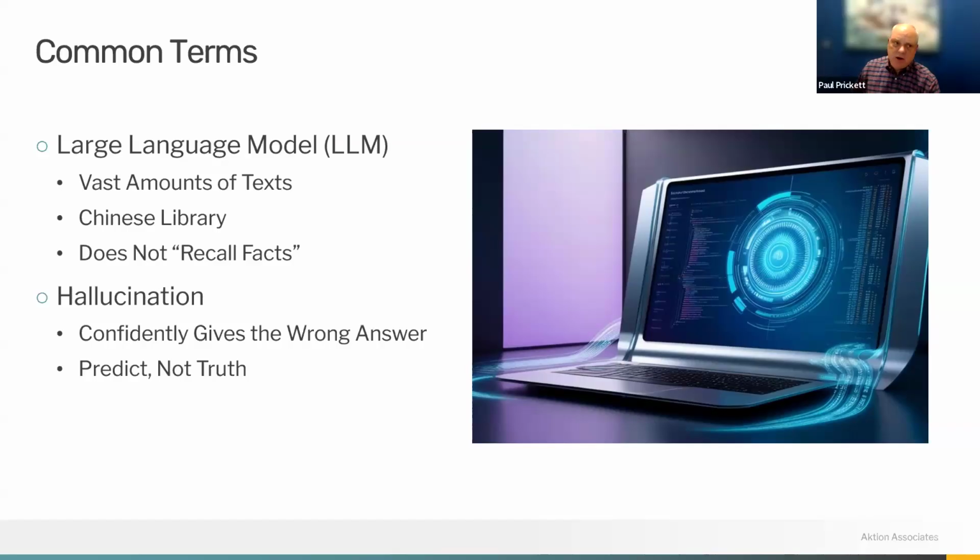And a good way to think about how a large language model works is to think about it as a Chinese library. Imagine a library where all the books are in Chinese and there's millions and millions and millions of books. You can't read Chinese. You can't speak Chinese. It's completely foreign to you. So you hire a librarian to help you manage all of this stuff. And the librarian also can't speak Chinese or read Chinese or really understand what's in those books.